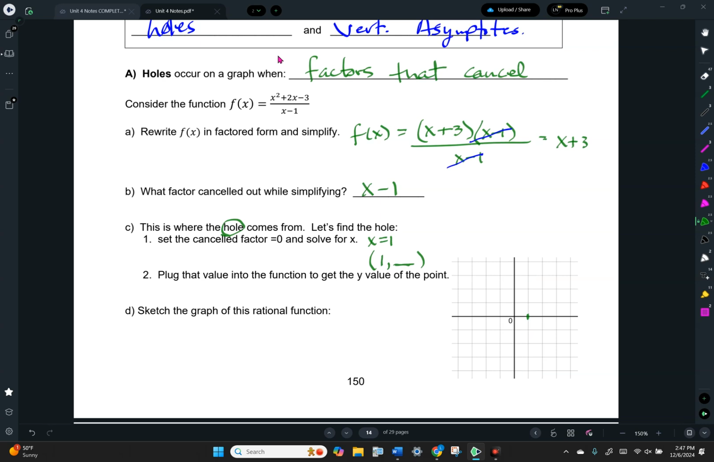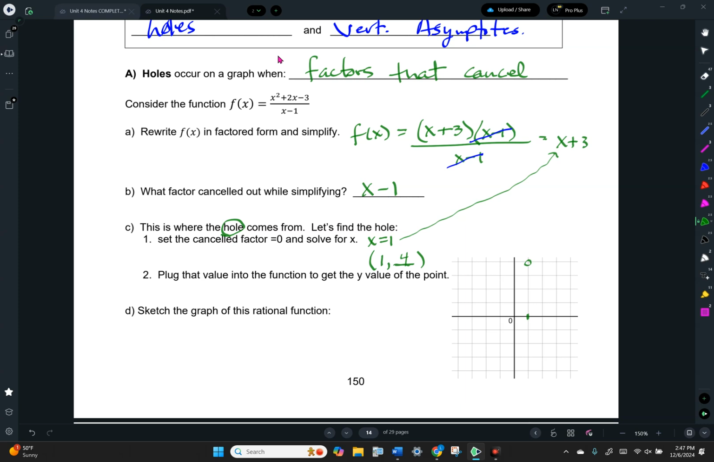So in order to find the y value, you take that x equals 1 and put the 1 in for x over here in your simplified version. If I put a 1 in for x, I'm going to get a y value of 4. So that means this graph is going to have a hole right where the point (1, 4) would have been.